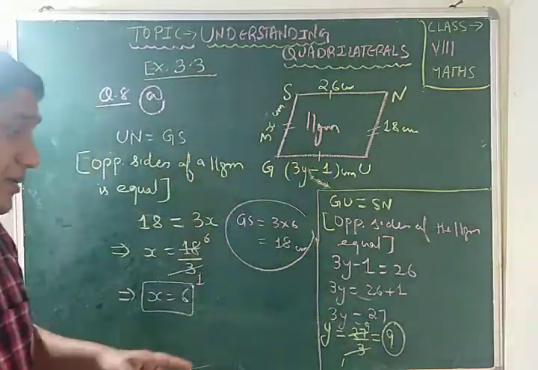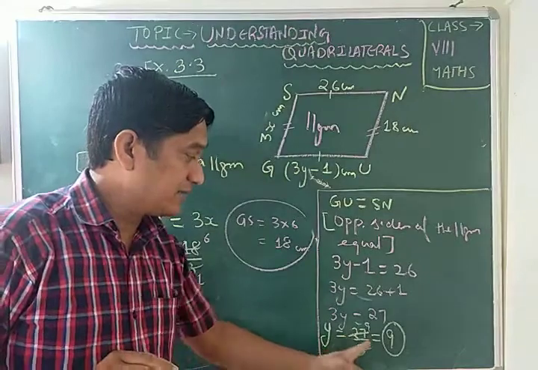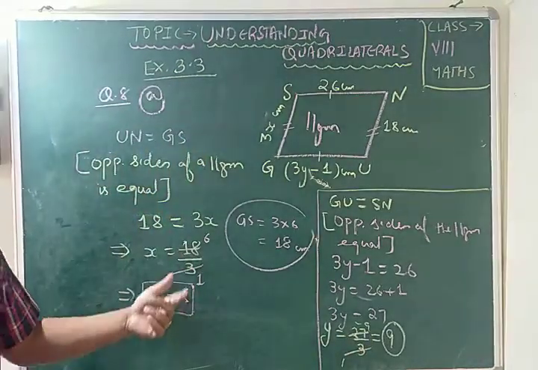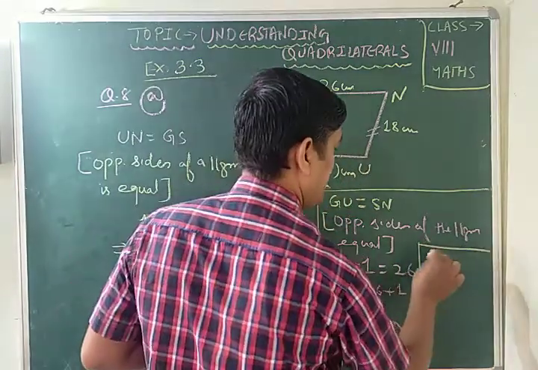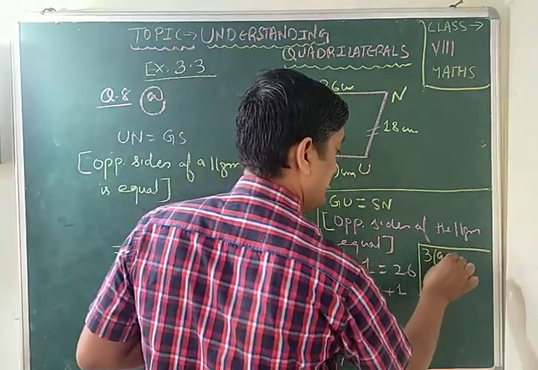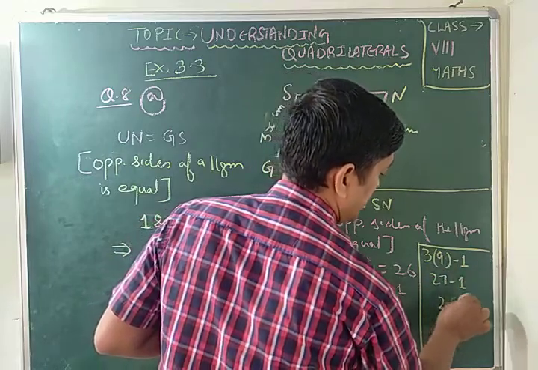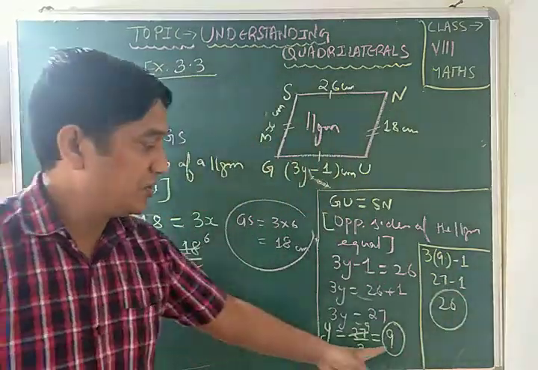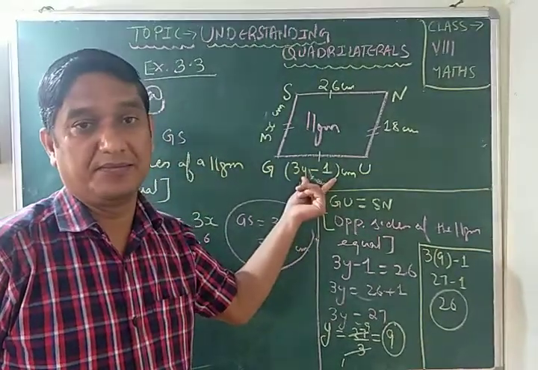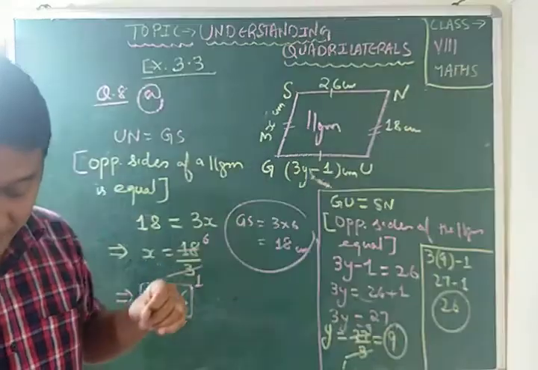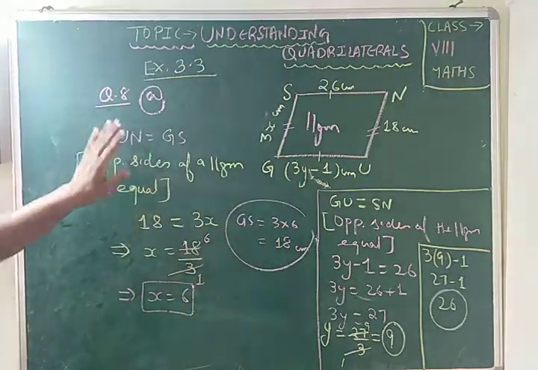You can substitute the value for checking, otherwise there is no need. We have to find the value of x and the value of y. The value of y is 9, the value of x is 6. But you may check like this. So it becomes 3 into 9 minus 1. 27 minus 1, that is 26. It means our solution is correct. It also comes 26. Now children, we will do the second part of the question number 8.